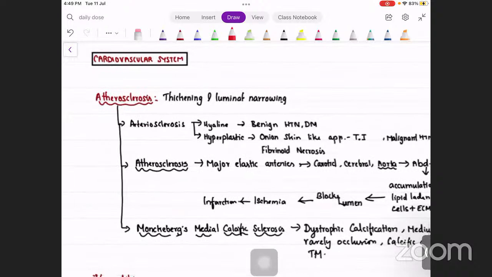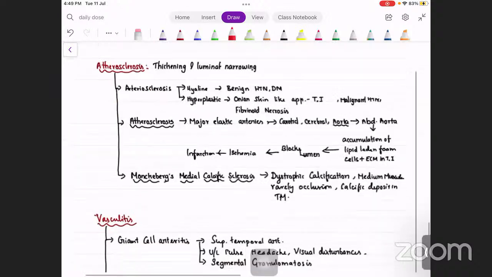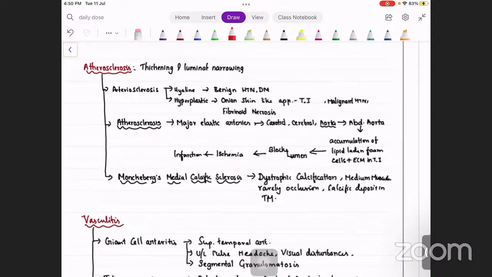So speaking about the systemic pathology, the first one is your cardiovascular system, people. The first one is atherosclerosis, where you see the thickening and luminal narrowing. And atherosclerosis could be of arteriosclerosis and Monckeberg's medial calcific sclerosis. So arteriosclerosis could be of hyaline and hyperplastic. Hyaline is benign, seen in benign hypertension and diabetes mellitus, while hyperplastic is seen in onion skin-like appearance, type 1, malignant hypertension, and fibrinoid necrosis.